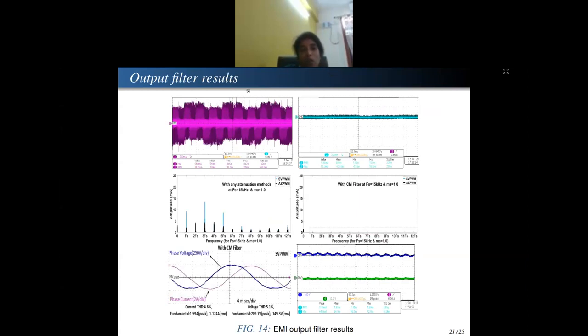Yes, so this is the output of the EMI filter which we have tested. This is my common mode current. The common mode current is almost nullified here. This is in terms of frequency spectrum. You could see none of the frequencies are present at fs multiples. And you could see the voltage and currents are both almost near sinusoidal because I have used an EMI sine wave output filter, and there is no sharp voltage, there is no common mode voltage.